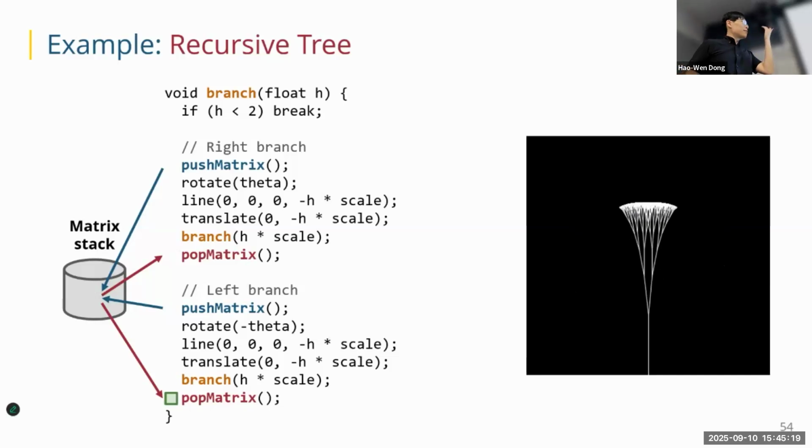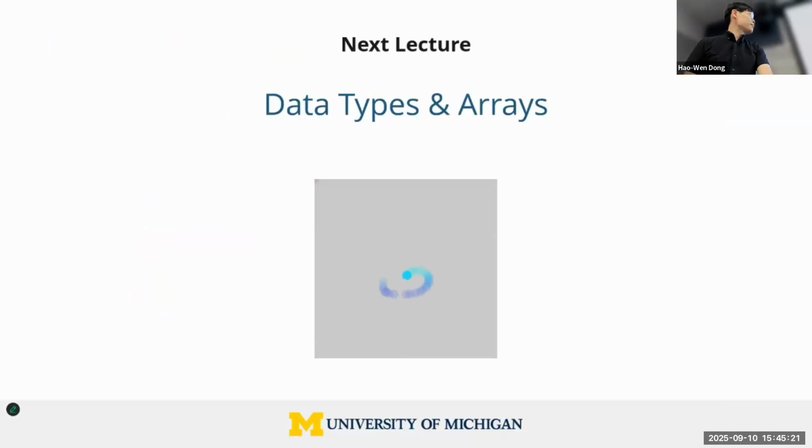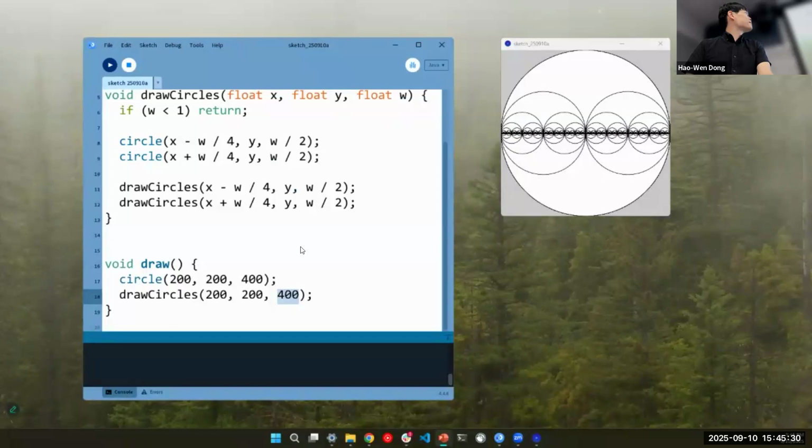Cool. So today we will talk about data types and arrays. We will get into this, even though it's not technically about arrays, it's more about colors. But anyway, that's where we're heading.